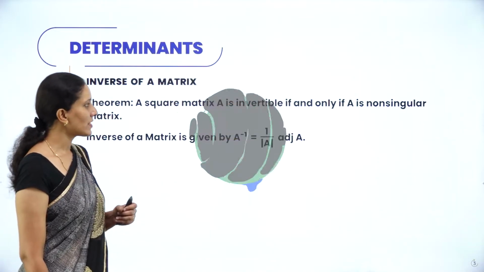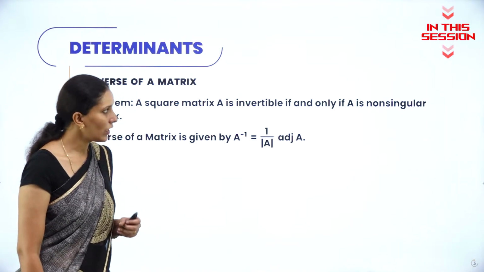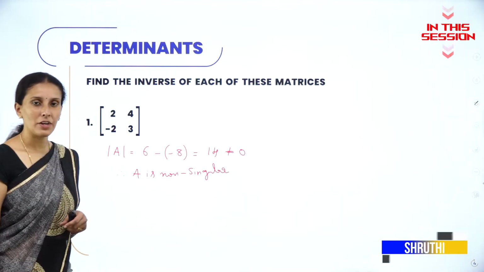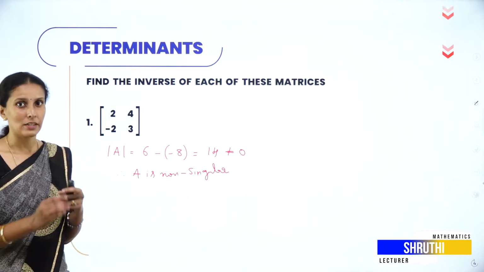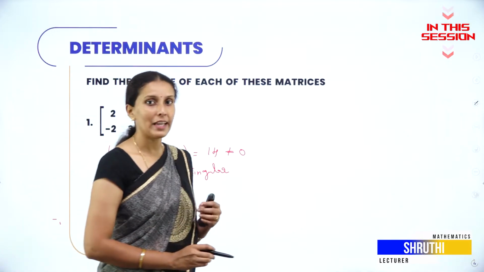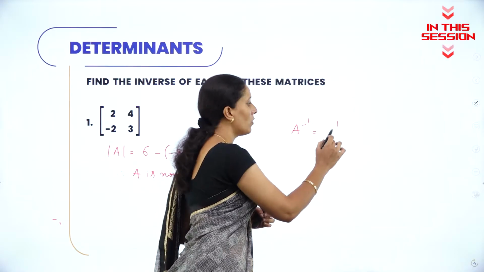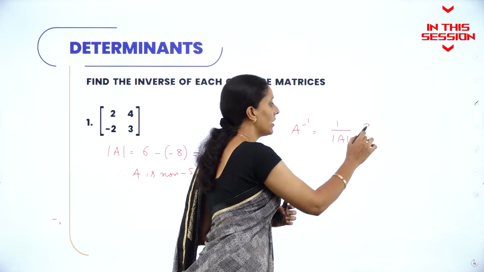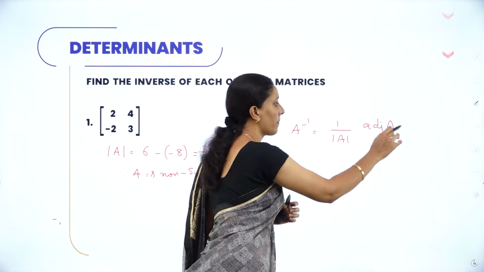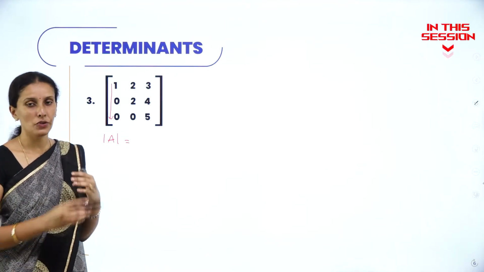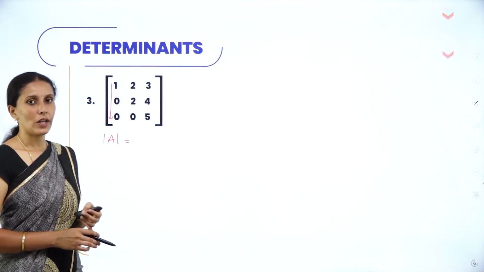A square matrix A is invertible if and only if A is a non-singular matrix. If A is non-singular matrix, then A inverse exists. But what is the formula of A inverse? So A inverse is given by 1 over determinant A into adjoint A. Look at the first column here, we have the other two elements as 0. So when you expand, the last two elements become 0.